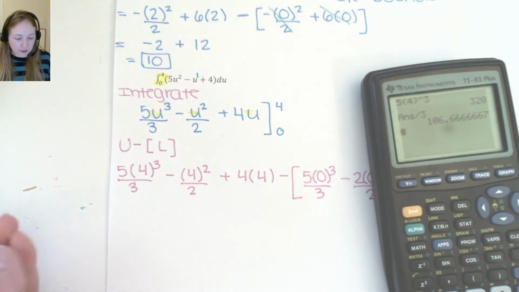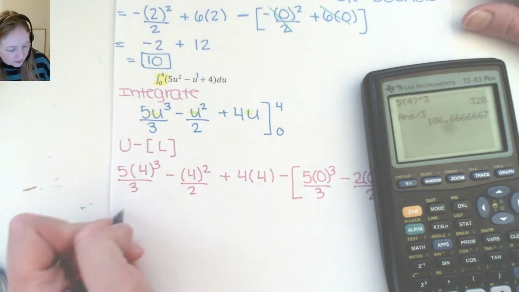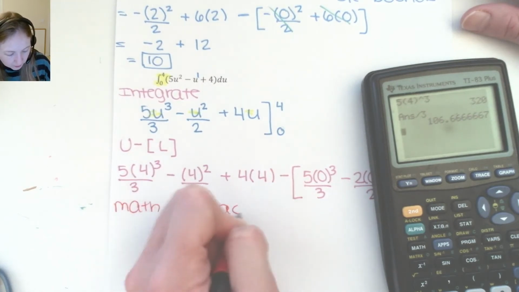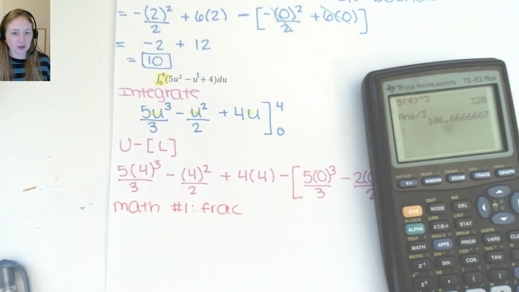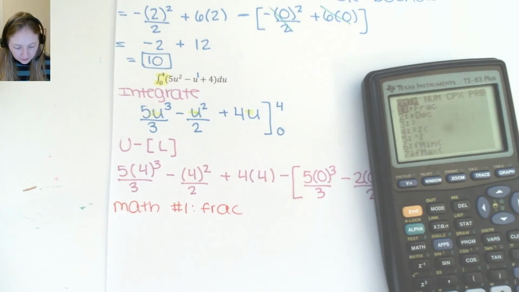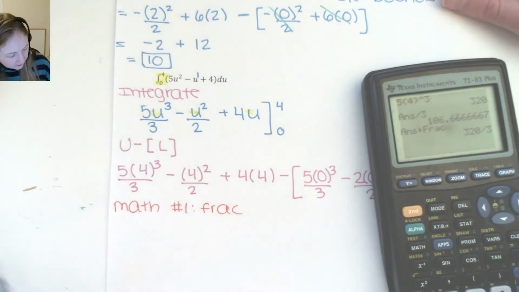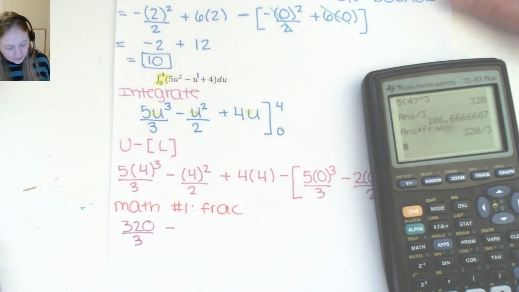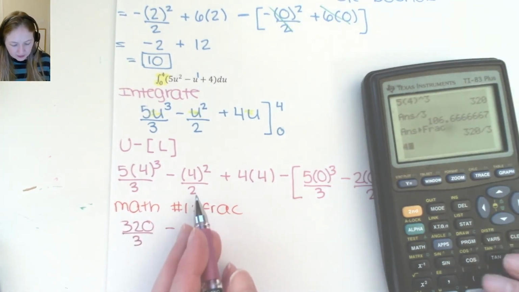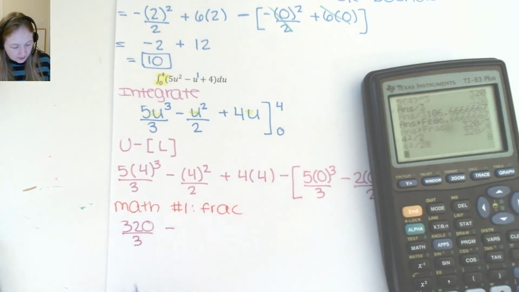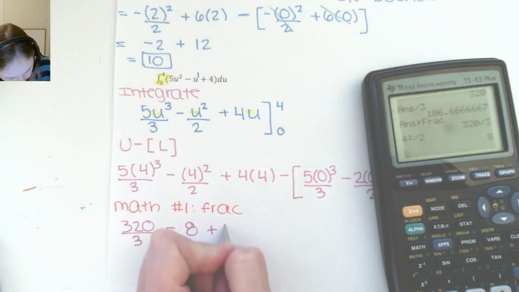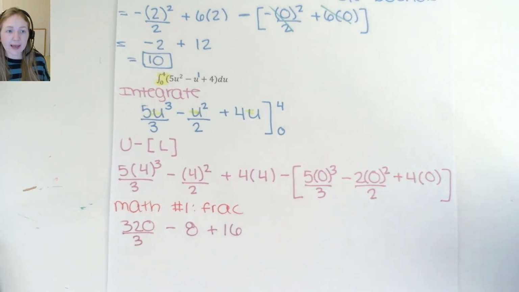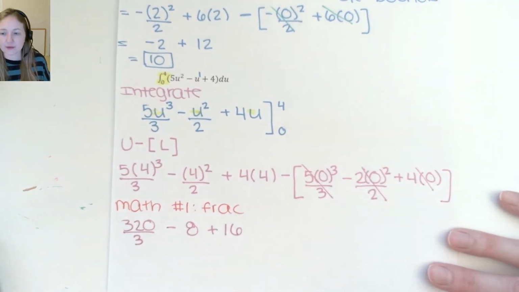So what we are going to do is we remember, and you're welcome to do this on a test, but you can hit the math number 1 fraction, and that will convert, if possible, the decimal back into fraction form. So I hit math and then frac number 1, and that gives me the 320 over 3. And then here I have 4 squared, so just 16 over 2 to get 8, and then a plus 16. And then all of these terms in the lower bound just happen to cross out because they're just zeros.